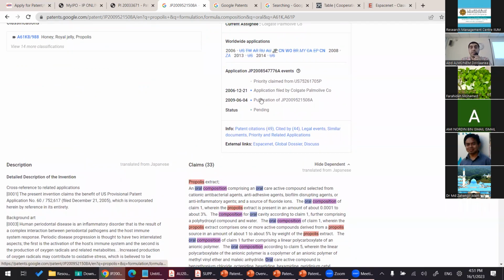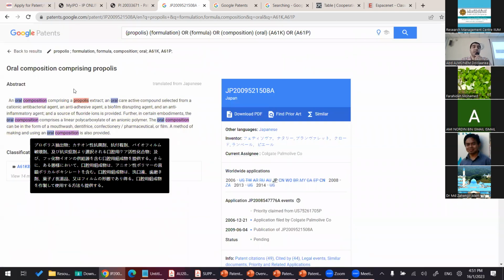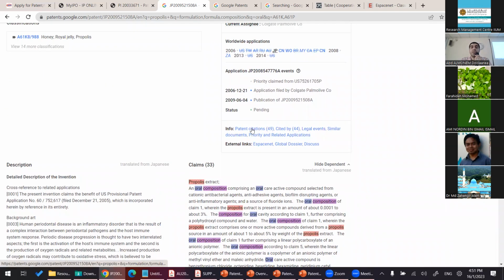This is the publication date. There is also the patent citation from here. If this one is very related, you can click the patent citations or cited by, similar to journals, because this will give you also related patents. This patent cited other patents and is also cited by other patents, but they are all, of course, related.